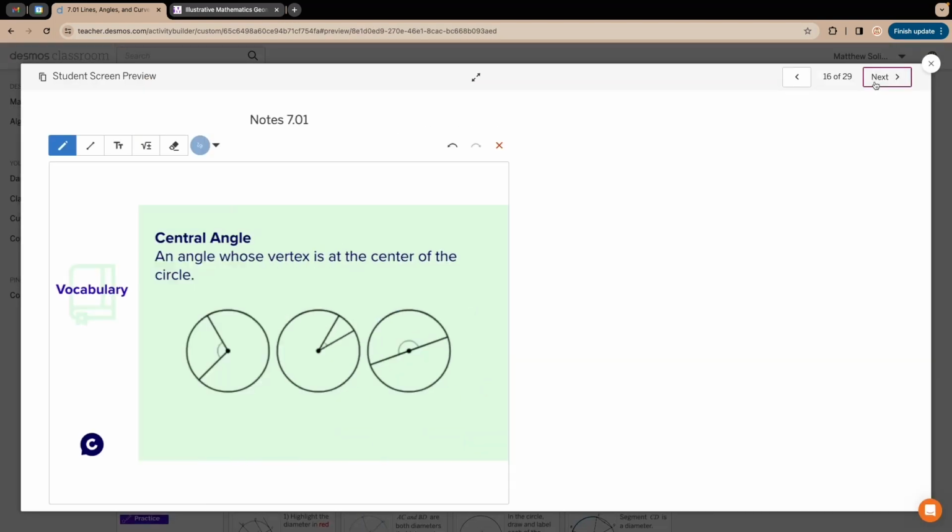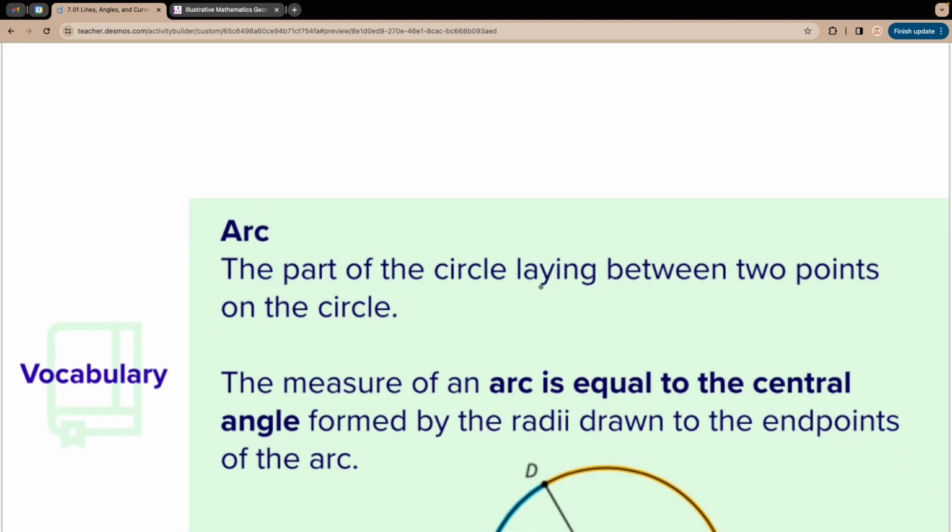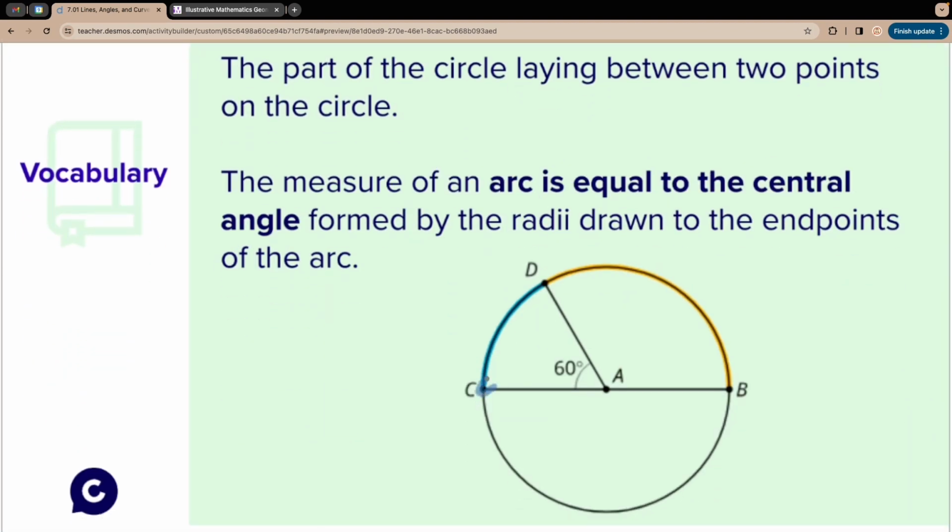And why that's important is for this last piece, the arc. An arc is when two endpoints are on the circle. The arc is just the part of the circle between those endpoints. Now, here's really important, and this is where the math is going to come from today. If a central angle was 60 degrees, and this central angle hits point C and point D, arc CD is also 60 degrees. So arc CD is also 60 degrees.